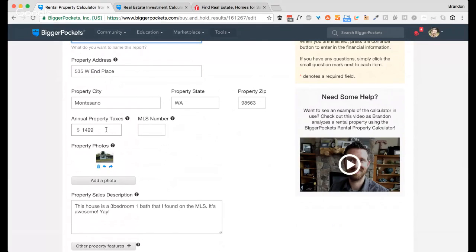Then we've got our annual property taxes. Now here's where people start getting nervous, and they're like, wait, I don't know how to find that number. I'm going to go back to watching Dancing with the Stars and throw my life away, right? People just stop working at stuff when it gets hard.